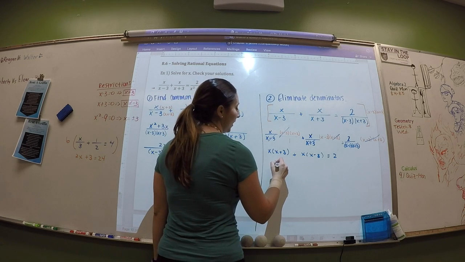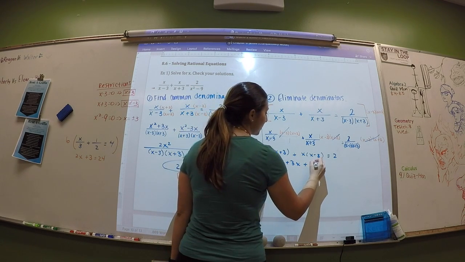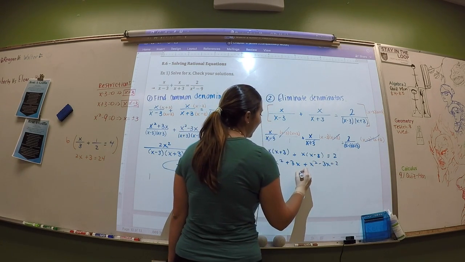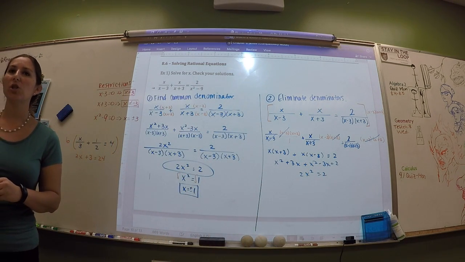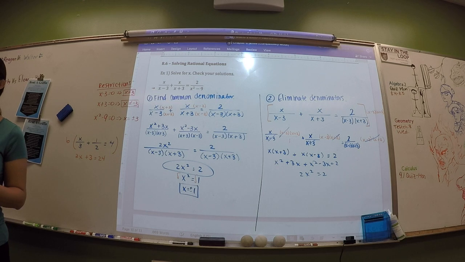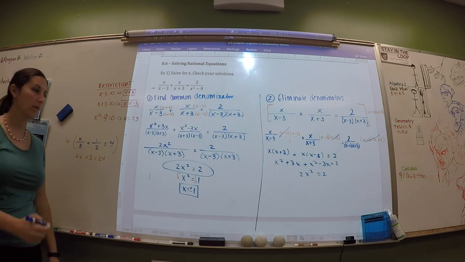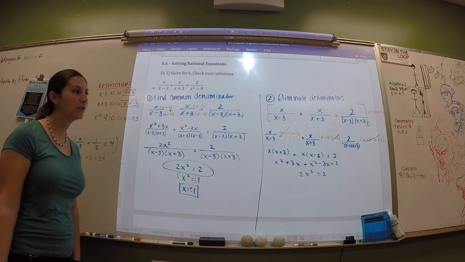So you get x squared plus 3x plus x squared minus 3x, and then you combine, and we're back to here. So it's just a different way of thinking about it. It involves canceling, like when multiplying fractions. But eventually you get the same answer.